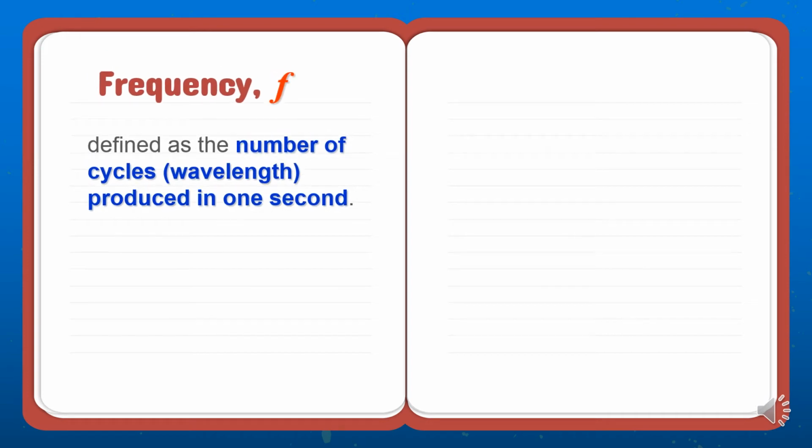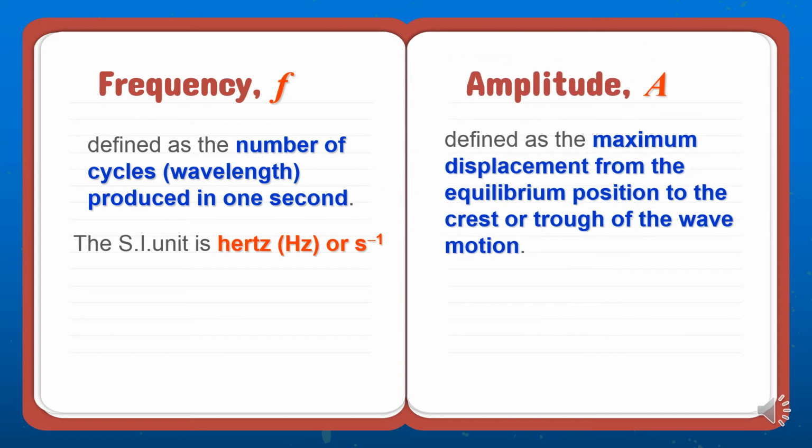Frequency is defined as the number of cycles of wavelength produced in 1 second. The SI unit of frequency is hertz or second to the power of -1. Amplitude is defined as the maximum displacement from the equilibrium position to the crest or trough of the wave motion. The SI unit for amplitude is meter.